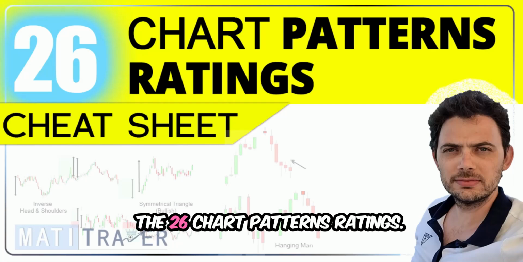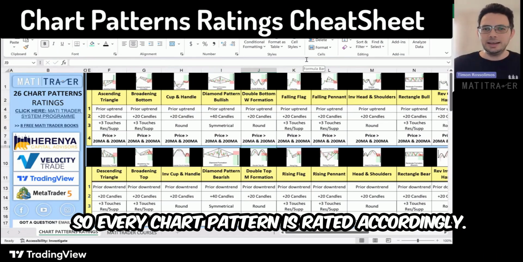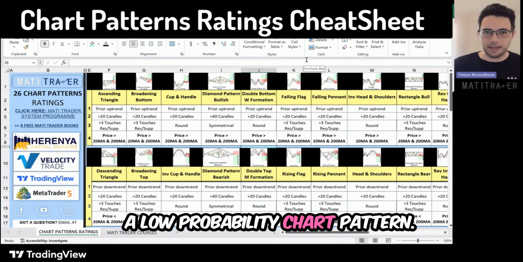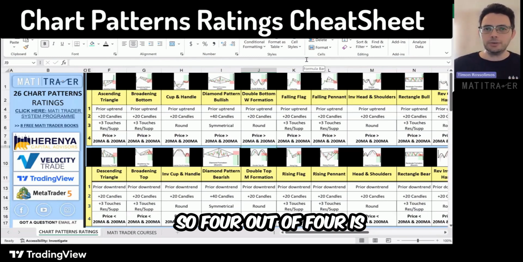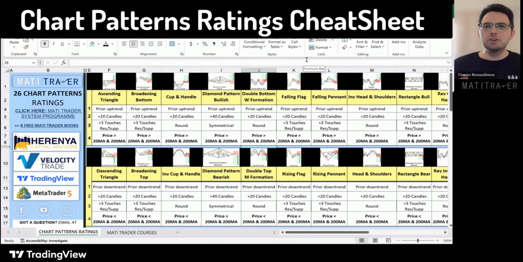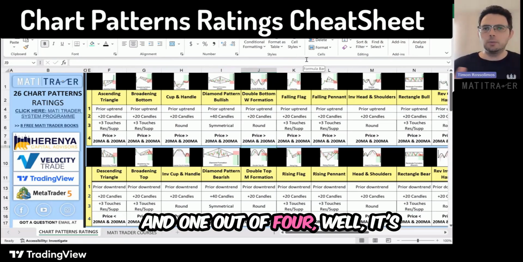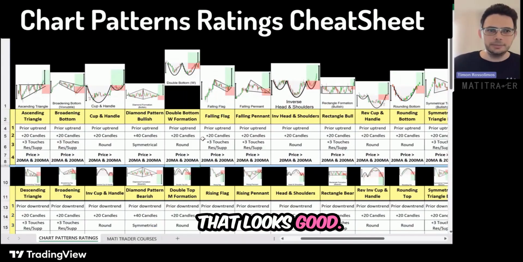The 26 chart patterns ratings. So every chart pattern is rated accordingly, and you can get a high probability chart pattern, medium probability chart pattern, and a low probability chart pattern. We are going to rate them out of 4. So 4 out of 4 is a very high probability chart pattern, 2 out of 4 is medium to low probability, and 1 out of 4, well, it's a bit dangerous to take that trade.